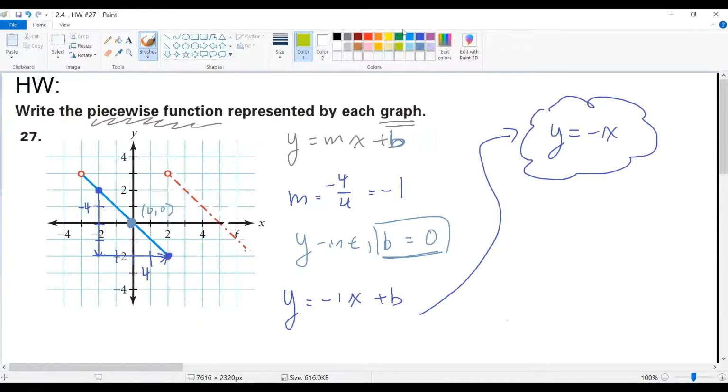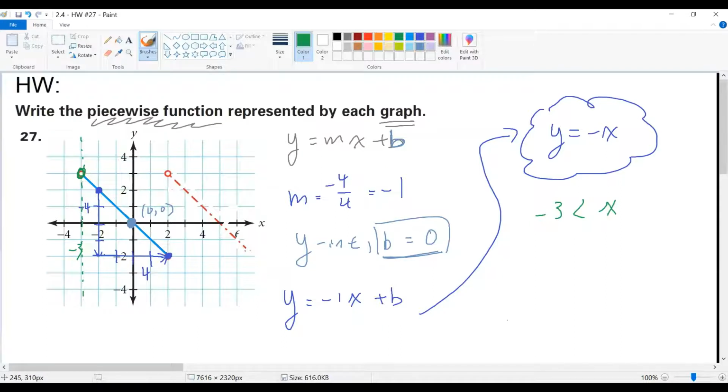Now, our job is to figure out our domain. Since we're reading from left to right, we see that the start of this graph is around here, where this open circle exists. So what does that tell us? That tells us that we need to have our domain starting at -3, but since it's an open circle, we're not going to include -3. So that means we have -3 is less than x.